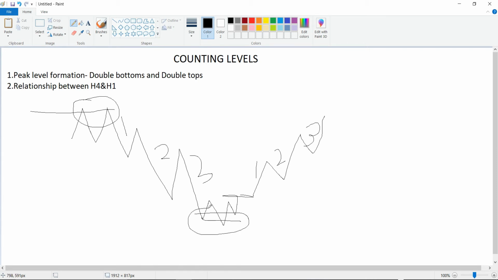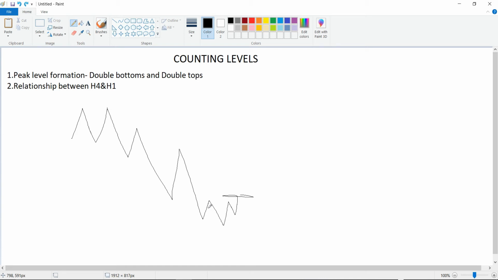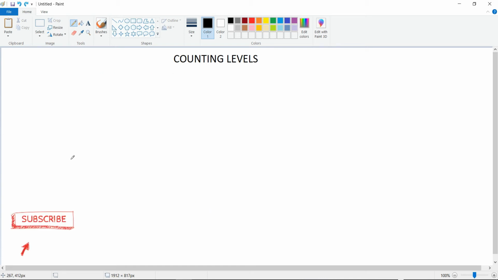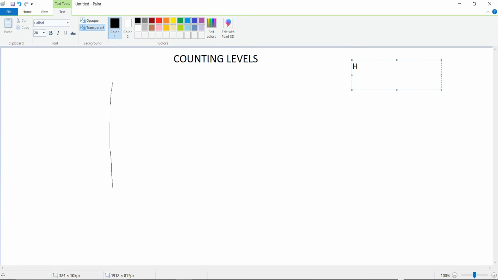Now let's go into the relationship between H4 and H1. The first thing you need to know is you have your period separators, and for H4, the period separators are given to you in weeks, while for H1 your period separators count just days.